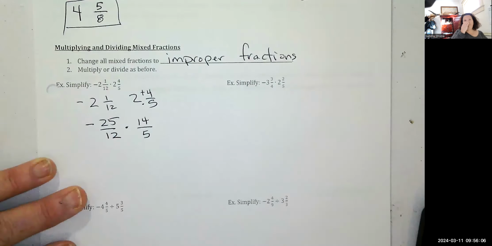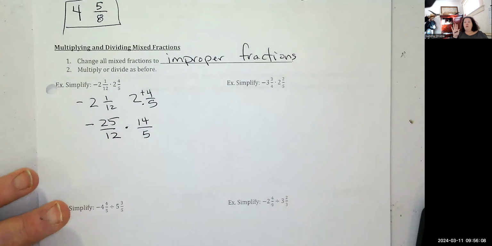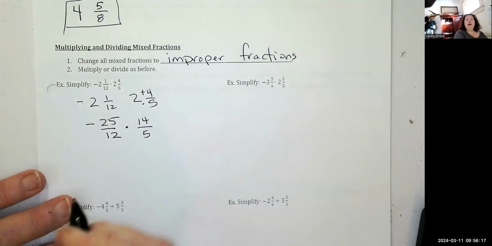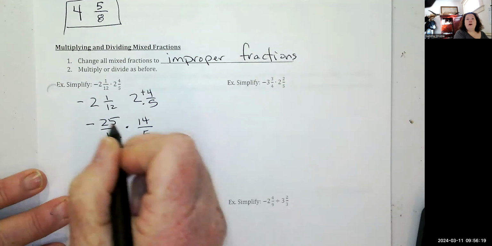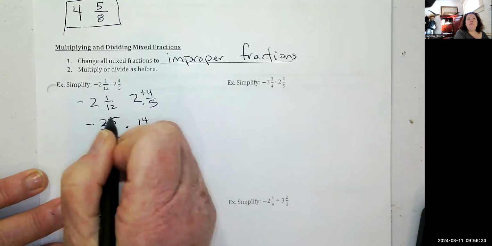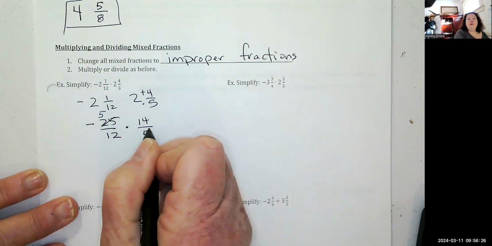And we are multiplying these. Remember what we do when we're multiplying. We reduce before we multiply because we don't want to deal with the big numbers. And I can see a lot of reducing that can happen here. I see that I've got 5 and 25. These both have 5 in them. 5 goes into 25 5 times, and 5 goes into 5 once.